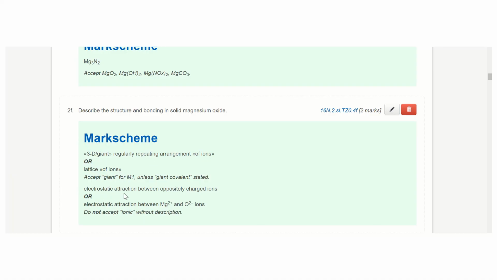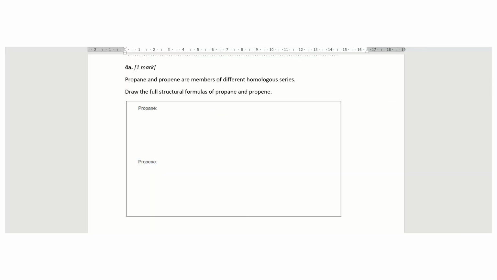Or you can say electrostatic attraction between oppositely charged ions, or electrostatic attraction between magnesium 2+ and O2- ions. Again, they will not accept the answer if you just say that it's ionic without actually describing what an ionic bond is. Last question, propane and propene are members of different homologous series.